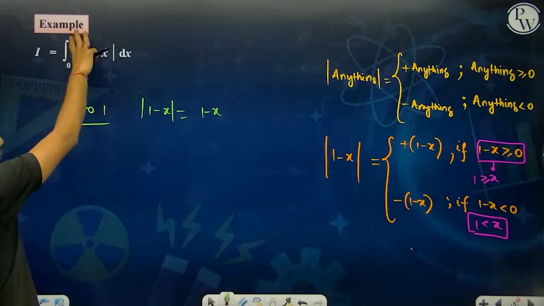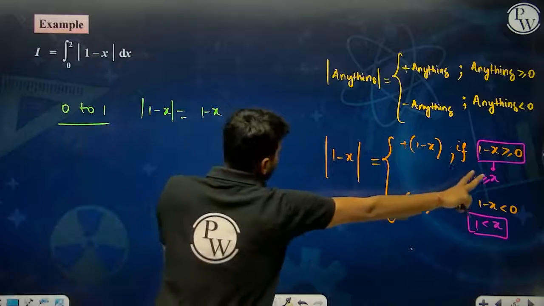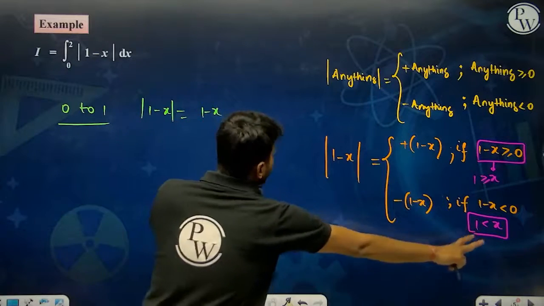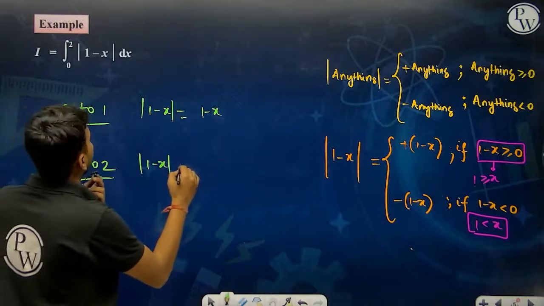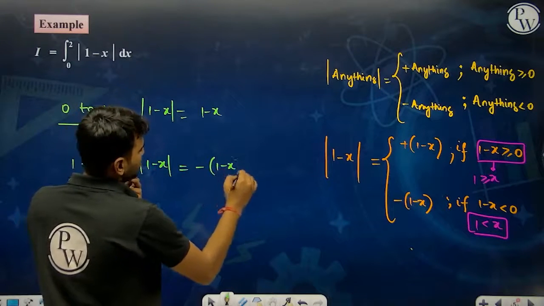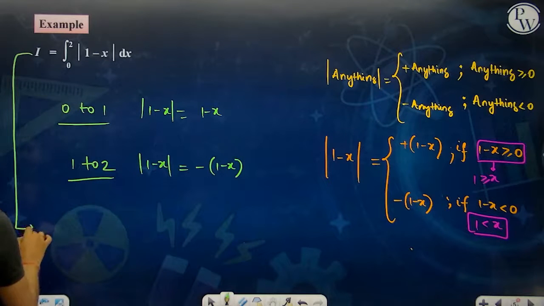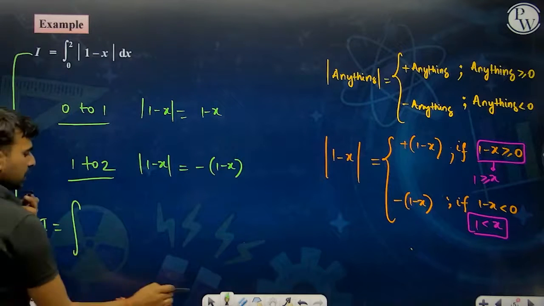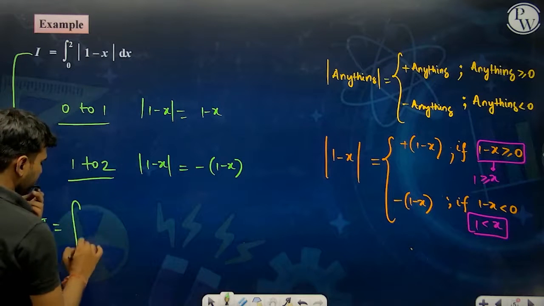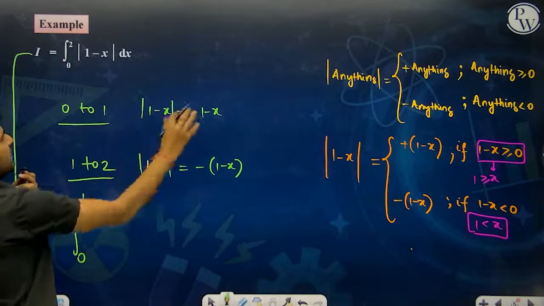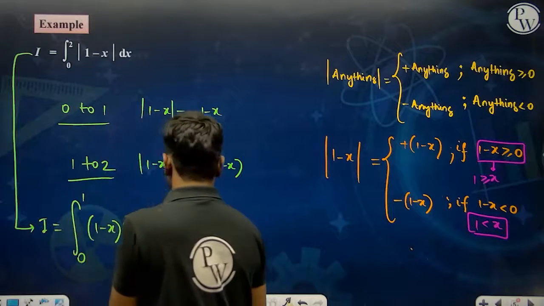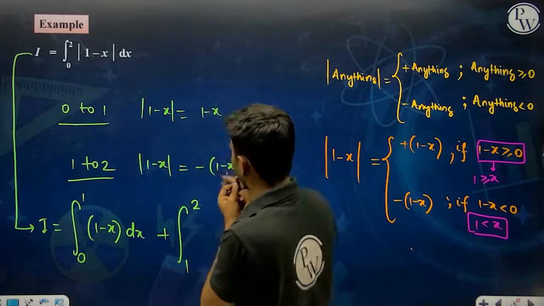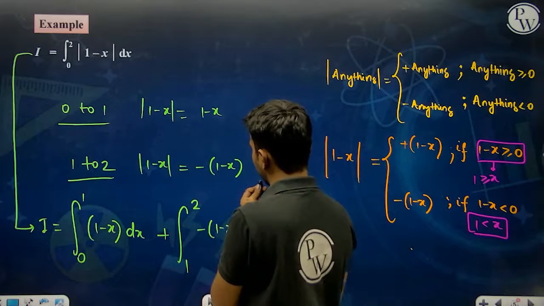We have to integrate from 0 to 2, so we are basically breaking this 0 to 2 into 2 parts. One is between 0 and 1, and another is between 1 and 2. Whenever x is between 1 and 2, you can write mod of 1 minus x as minus times 1 minus x. So you can write your integral as 0 to 1 of 1 minus x dx without the modulus, plus between 1 and 2, minus times 1 minus x.